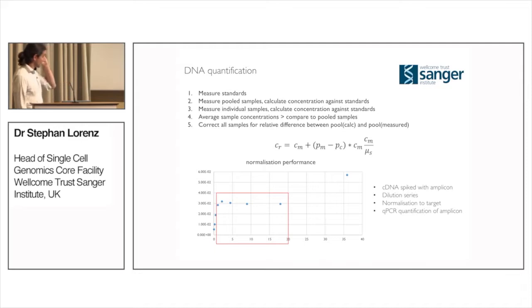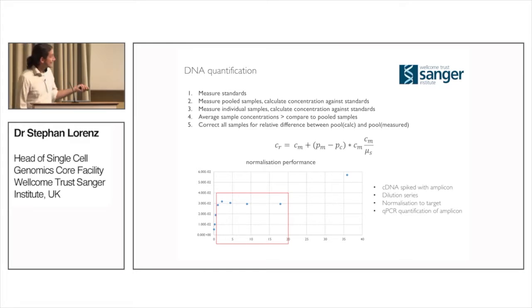Does it work? To address this question, we took a cDNA, so real-life material, at 35 nanograms, spiked in some amplicons that we could easily detect by qPCR, then did a serial dilution, which means your cDNA gets diluted and your amplicon gets diluted at the same rate, and then did the qPCR. The theory is, if the normalization works, we should just see a flat line for our samples.